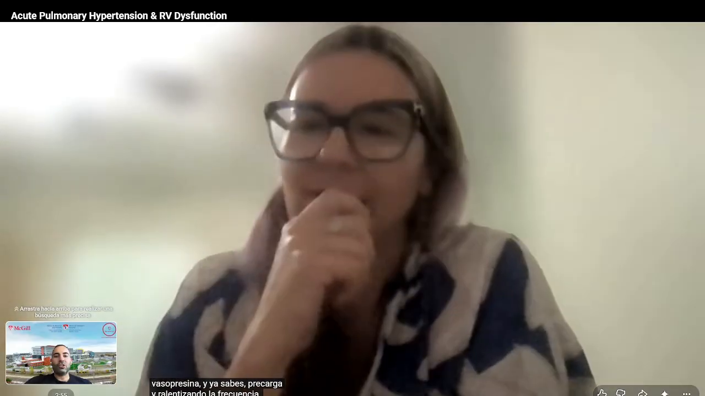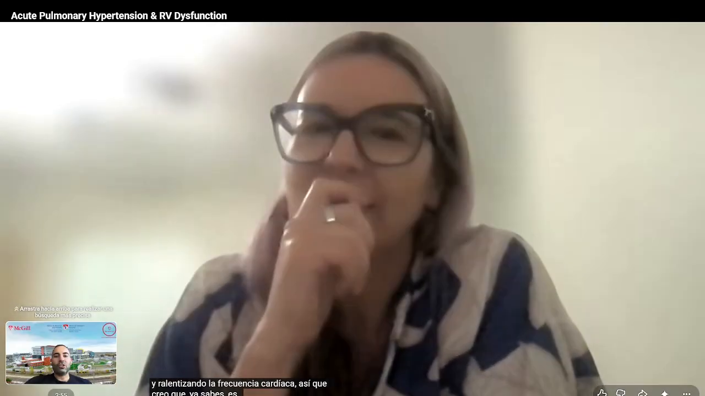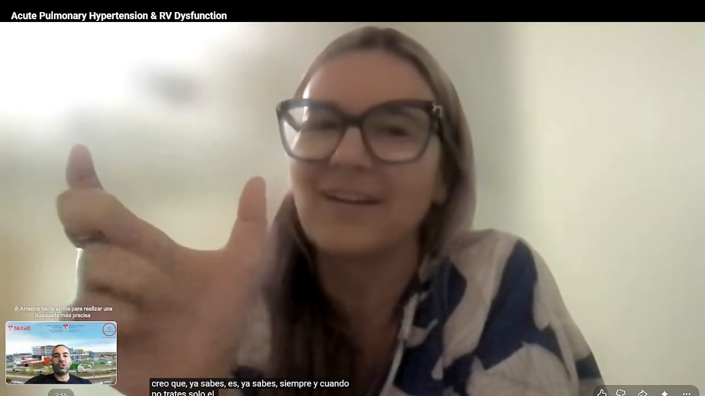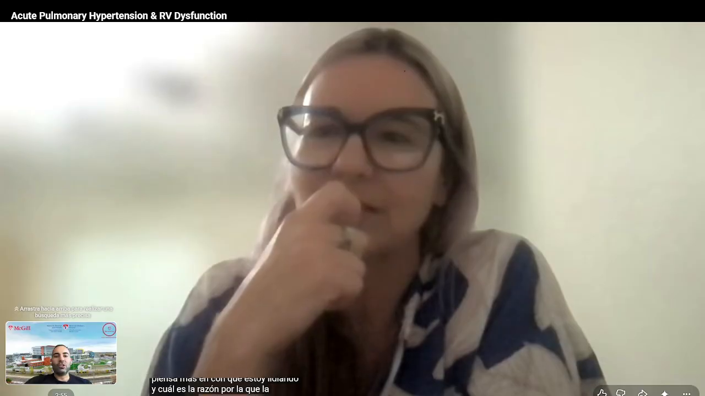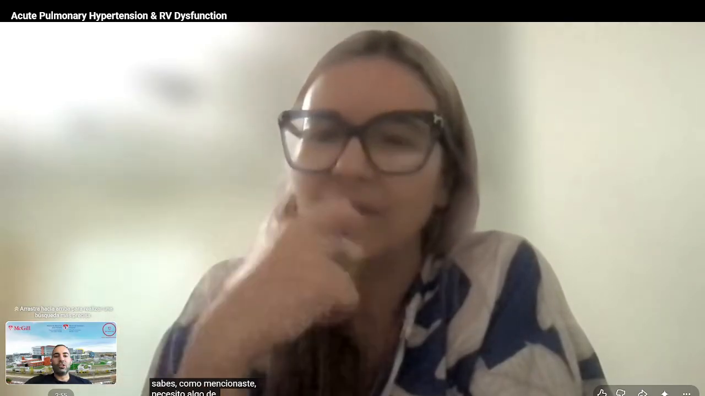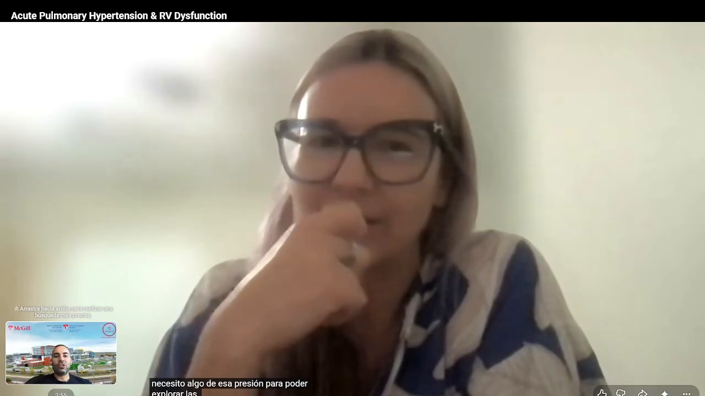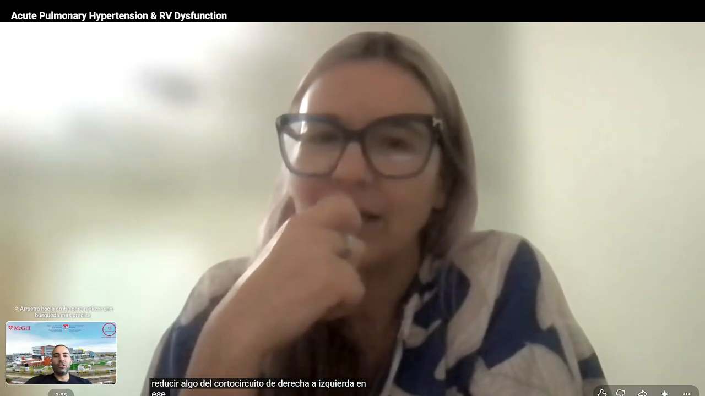And then preload and slowing the heart rate. So I think as long as you don't just treat the number alone and think more about what am I dealing with and what's the reason for the systemic circulation being down, and as you mentioned, I need some of that pressure to be able to perfuse the coronaries and reduce some of the right to left shunting at that point.